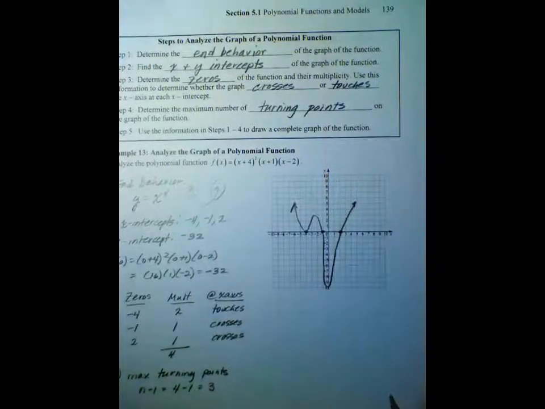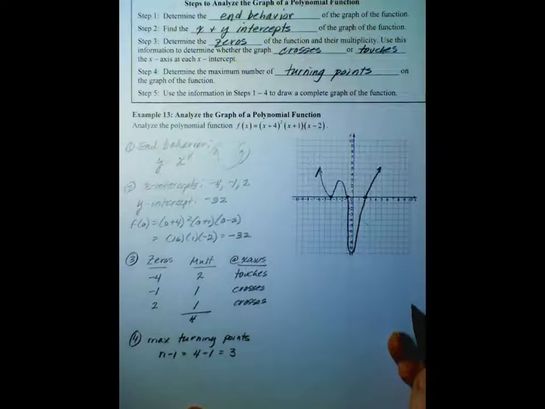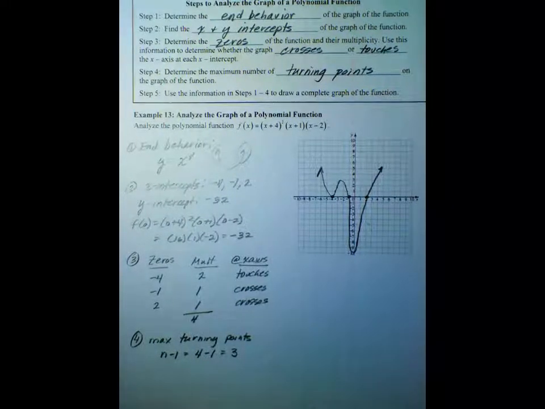So we have a little sketch we did based on our analysis of our polynomial function. We'll continue in our next video.